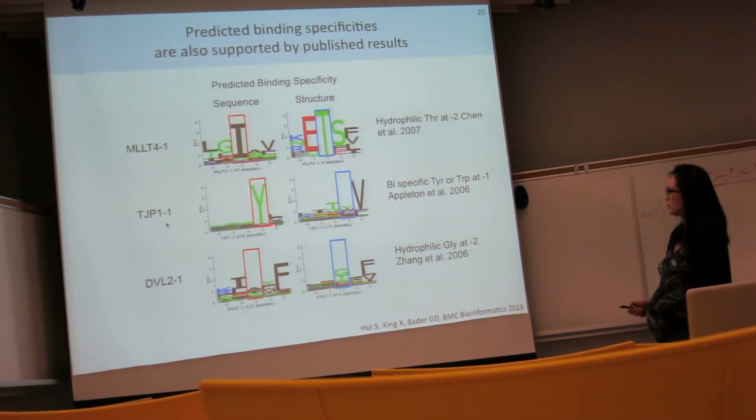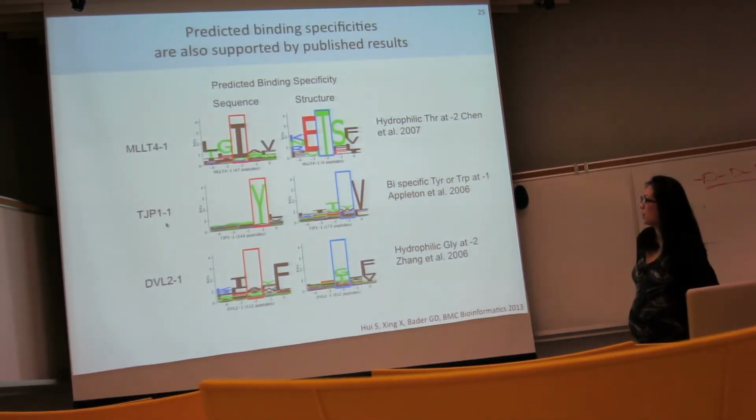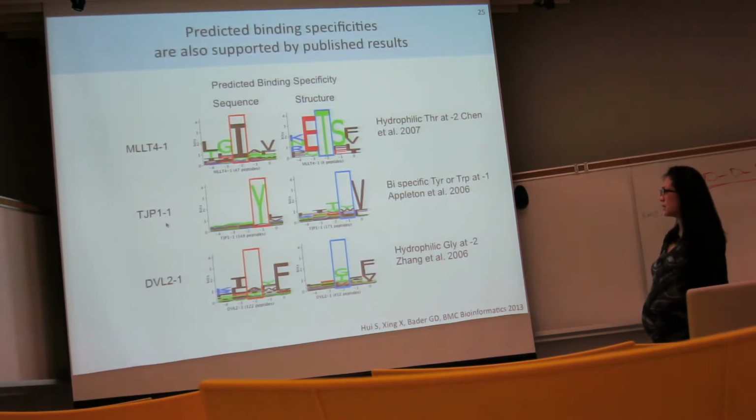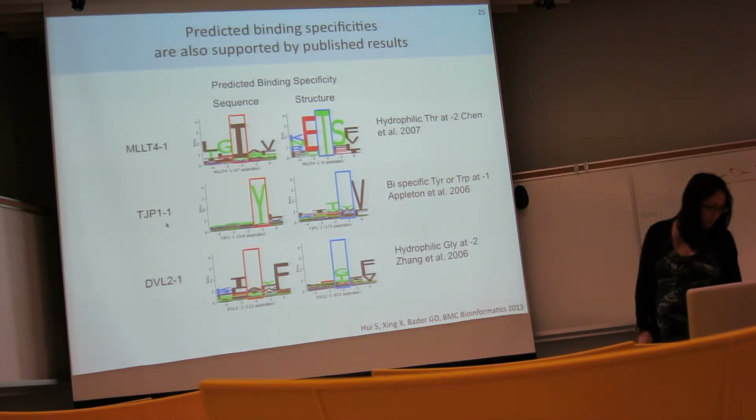However, the sequence-based predictor doesn't predict the preference for tryptophan. And then finally, another example: for this domain, a hydrophilic lysine at -2 is documented. However, there's no such preference for this residue at -2 in the sequence-based binding specificity. So there are examples where predicted binding specificities are supported by published results.